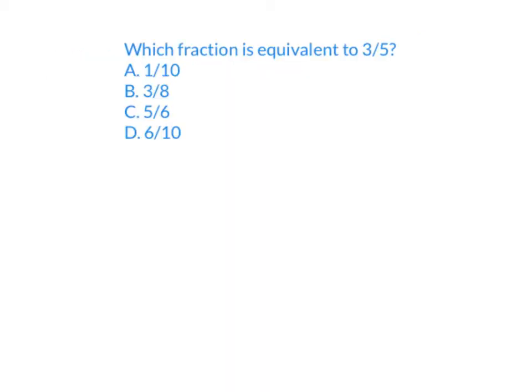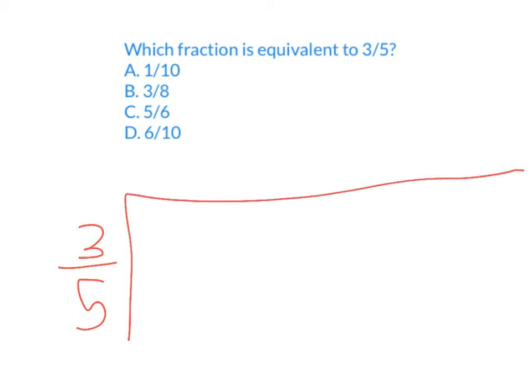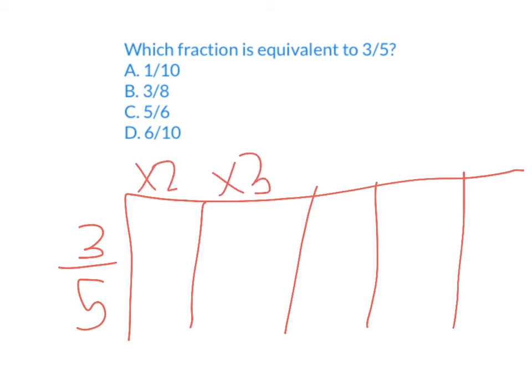So on this one, I want you to tell me which fraction is equivalent to 3/5. Figure those ones out, and then we'll discuss. Okay, so I have my 3/5. I'm going to do my little box, make sure I have 5 different sections. So this is my times 2, times 3, times 4, times 5. I even gave myself an extra one, times 6.